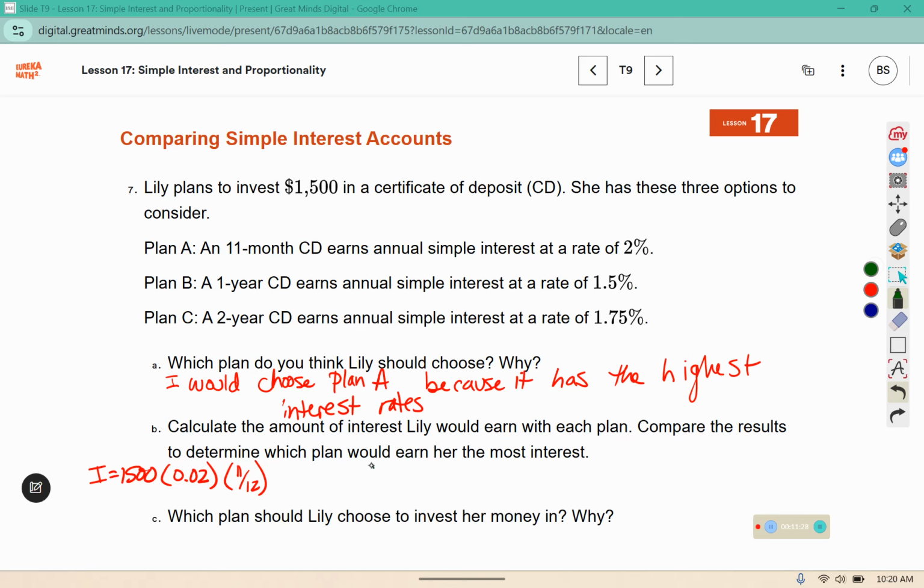For plan B, it's still the principal of $1,500. The rate is 1.5%, and the time is 1 year. In plan C, the principal is the same. The rate is 1.75%, and the time is 2 years.